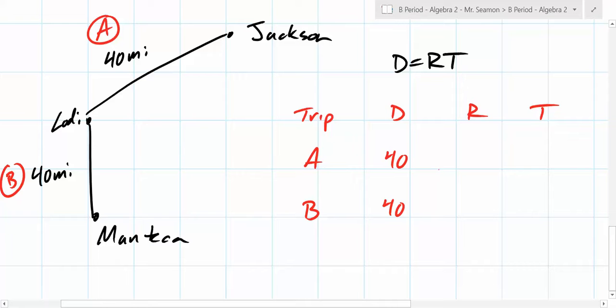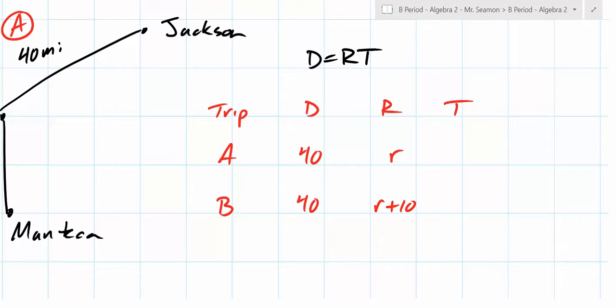Do we know what the rate is for the first trip? Sure. Let's just call it R just because it's rate. If that's R, what's the rate for the second leg? R plus 10, right. Now this is where you have to be careful here. We could just write T and T. We don't really know, like time 1 and time 2, but we know that distance is rate times time.